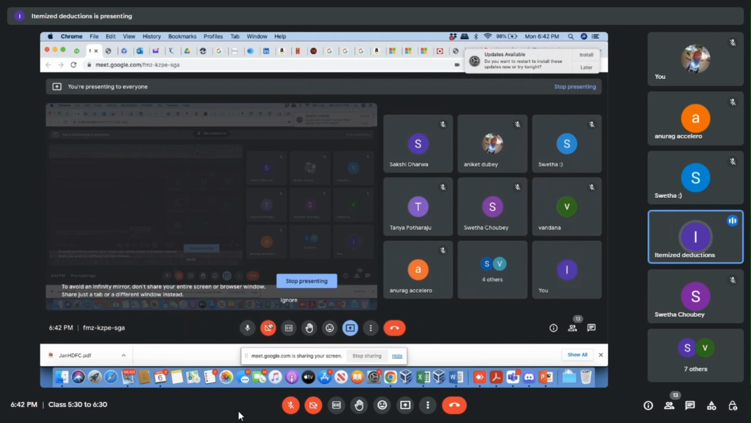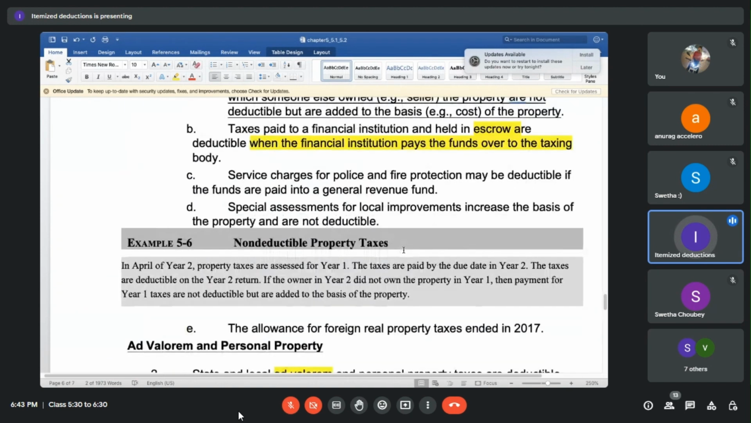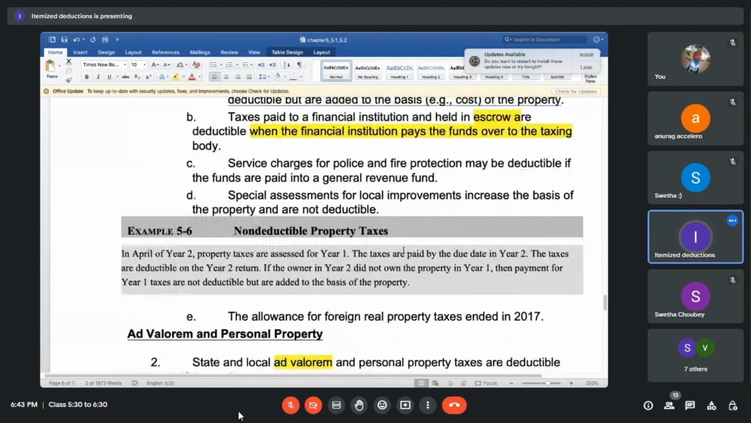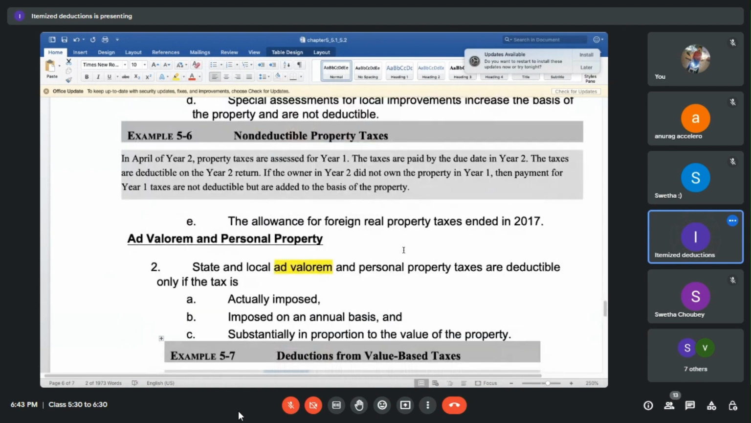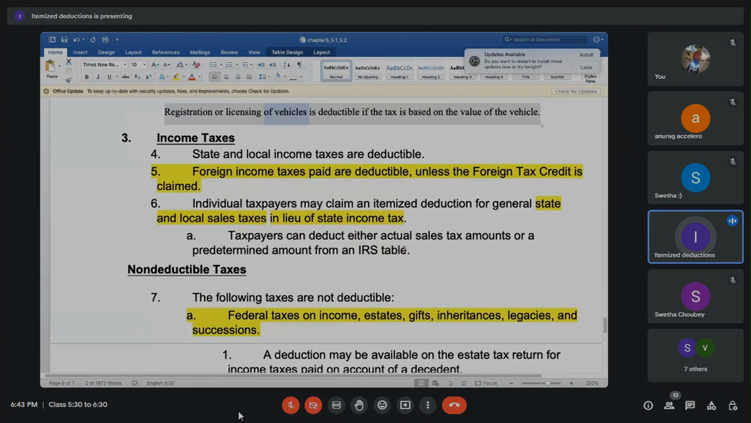Okay. So any questions, anyone? We have covered 2 items of Schedule A, medical expenses and taxes, property taxes. Next, we will look into mortgage interest, donations, and those things.